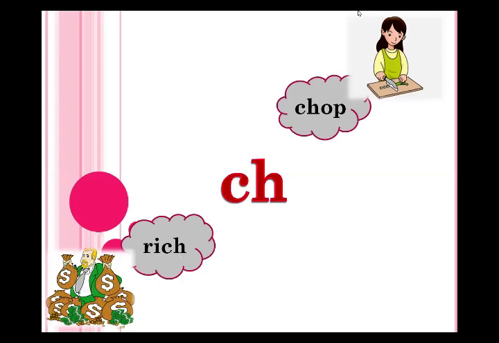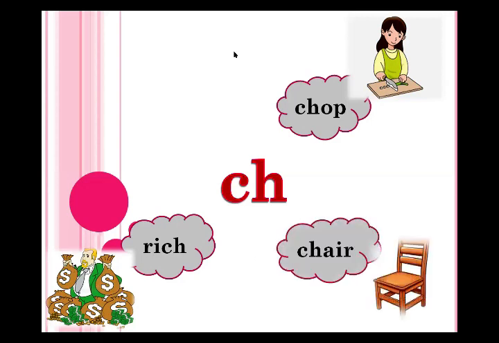Here is another example. What is it? It is a chair. What is the ending sound of chair? It is not giving the cha sound. Like here, rich ending sound is cha, but here chair starting sound is cha, not ending sound.